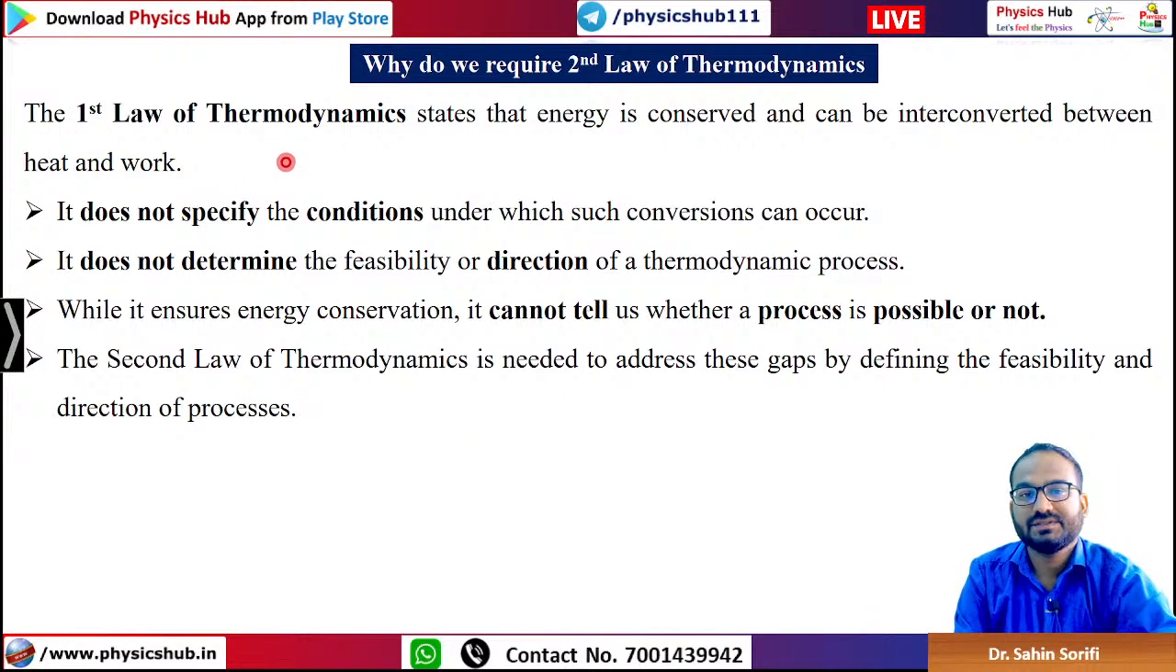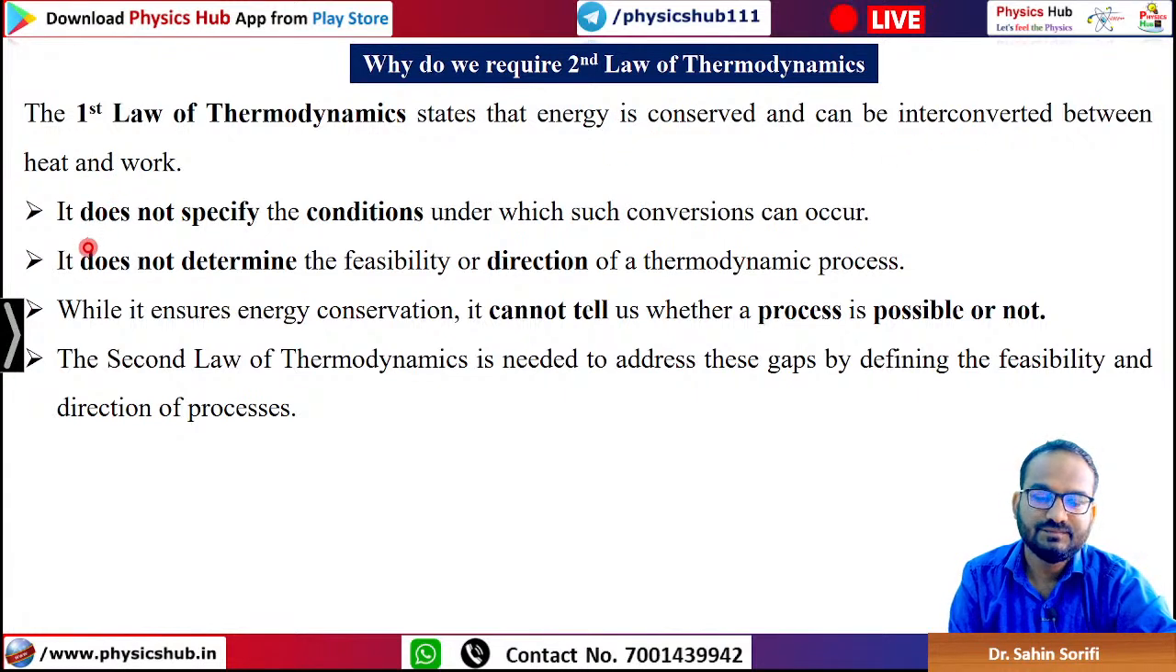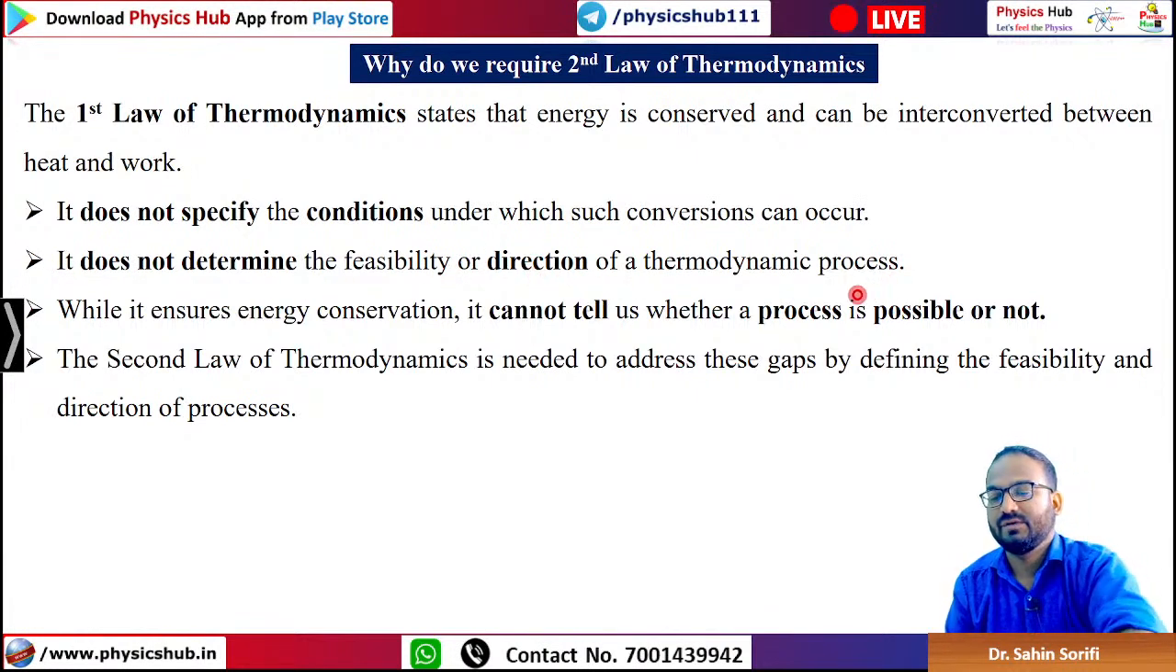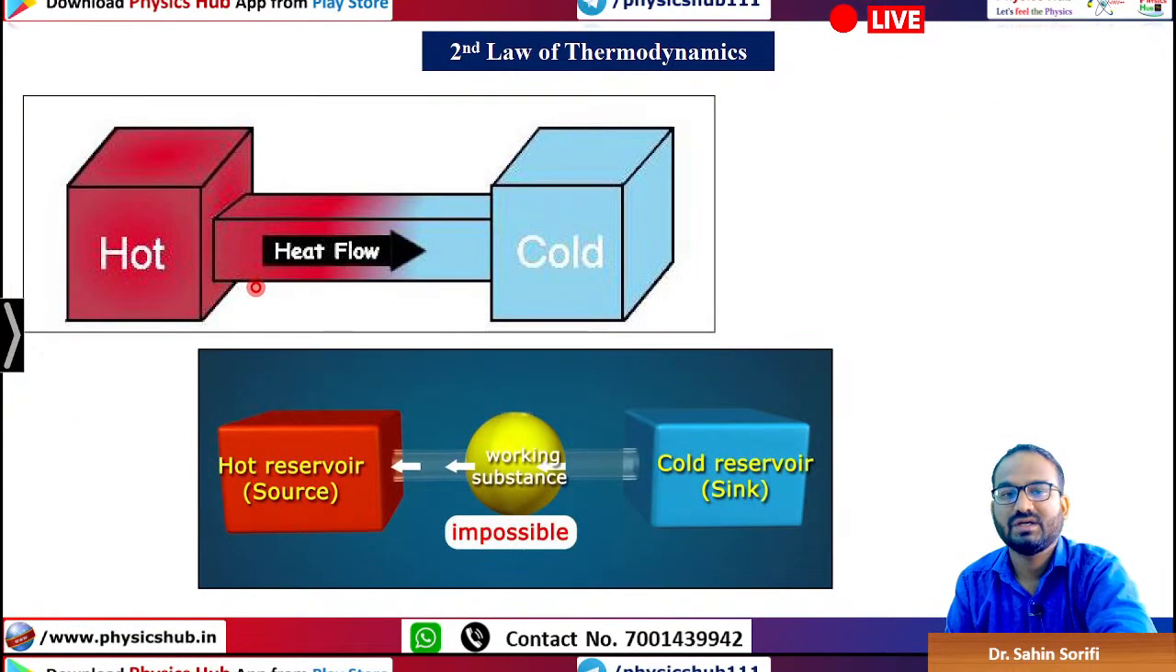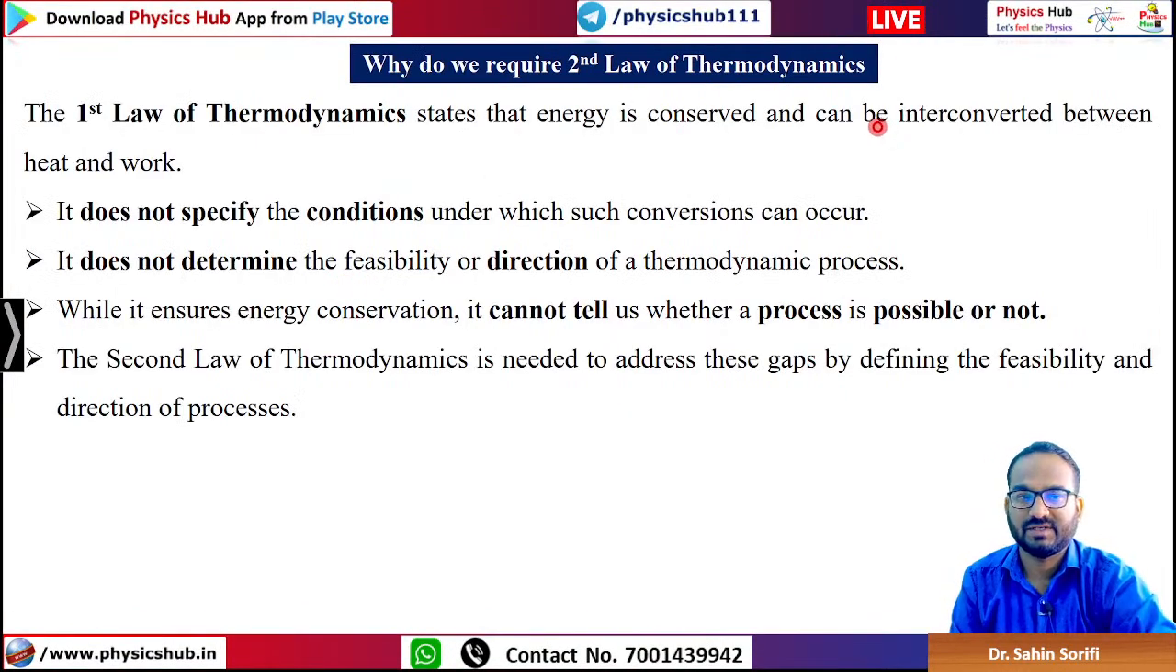The first law of thermodynamics states that energy is conserved. This one is a quite known fact, and energy can be interconverted between heat and work. The heat and mechanical work, these two are equivalent, because the first law of thermodynamics treats them on the same footing. So the first limitation was that it does not specify the conditions under which such conversions can occur. It does not determine the feasibility or direction of a thermodynamic process. Whether the heat will transfer from hot to cold or cold to hot was not specified in the first law of thermodynamics. So that was the limitation, and that is why we require the second law of thermodynamics.